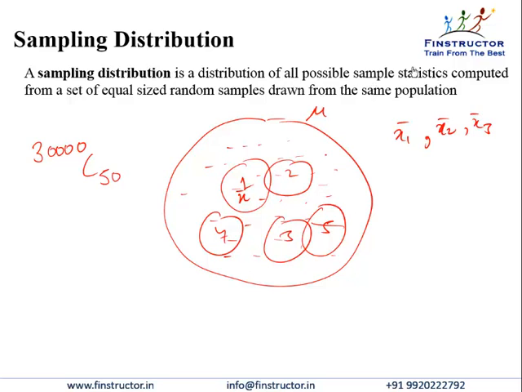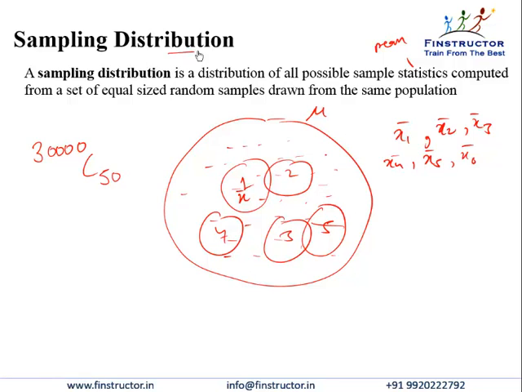The sample statistic in this case is the sample mean, because we are trying to estimate the average age. We could have tried to estimate the standard deviation also, but we are trying to estimate the mean of the population using the mean of a sample. Different samples will have different means. As I take samples, I can keep calculating the means. Each of these means will have a sampling error.